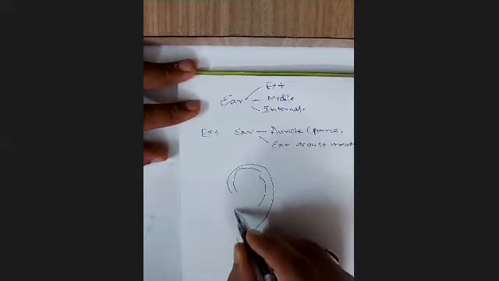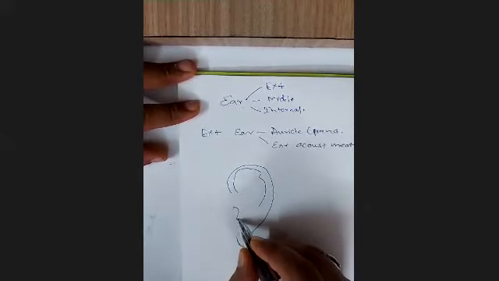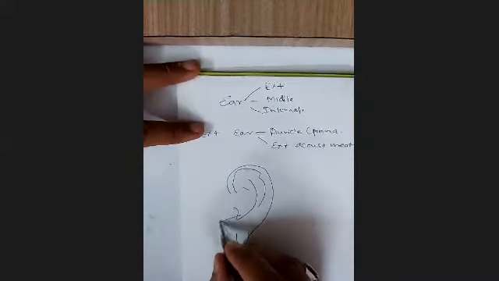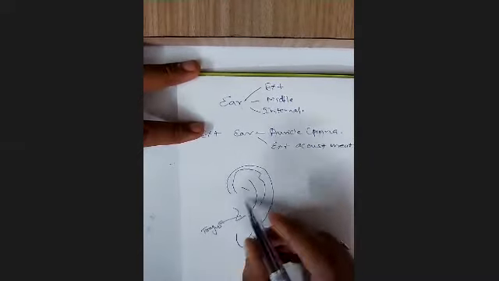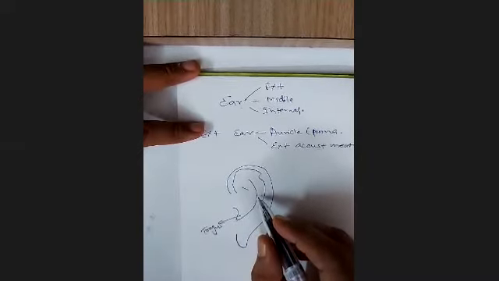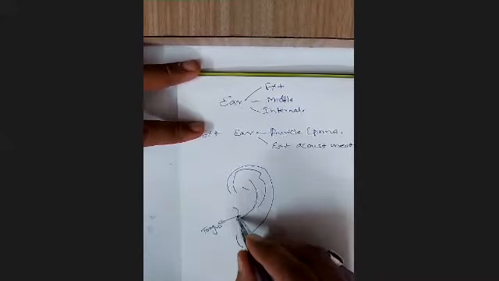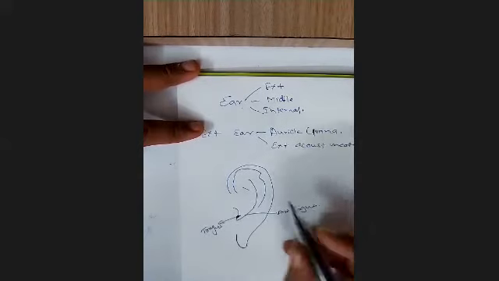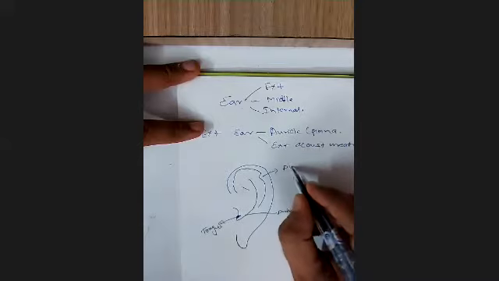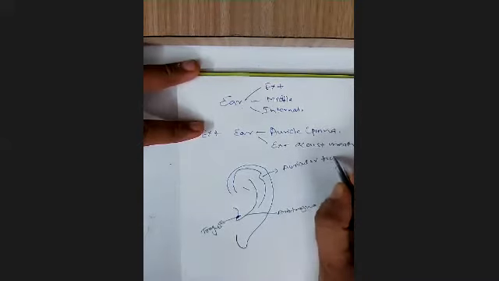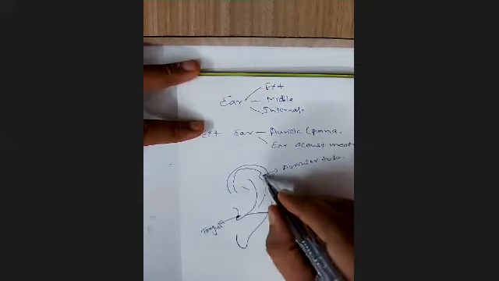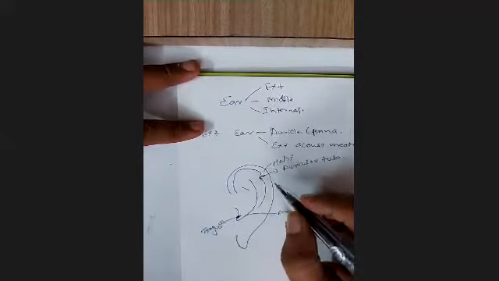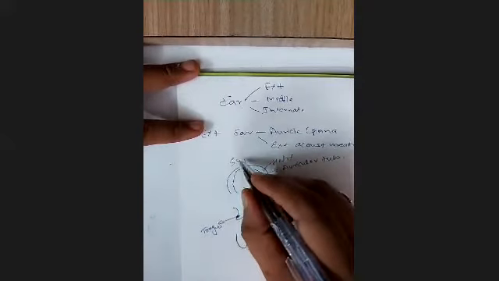The main parts of this pinna: here, this part is called as tragus. Opposite this is antitragus. So this part is tragus, this part is antitragus. This tubercle here is called as auricular tubercle. Okay, auricular tubercle. This part is called as helix. This is called as scaphoid fossa.